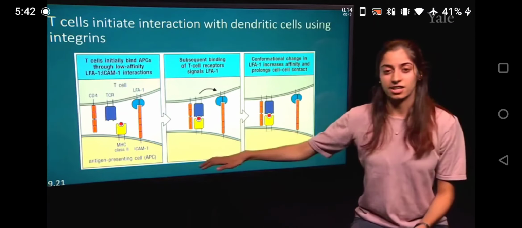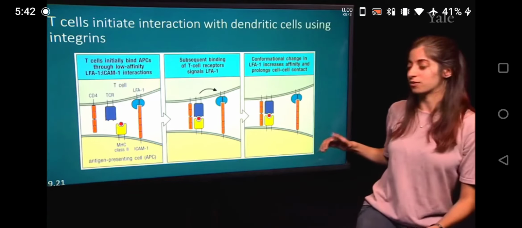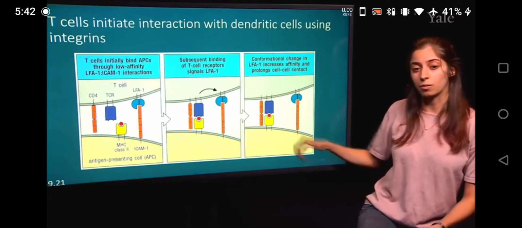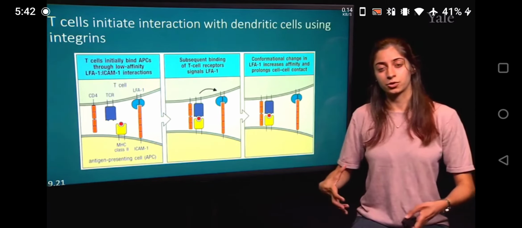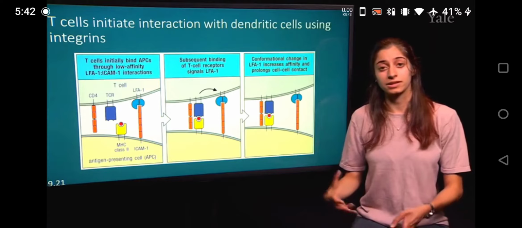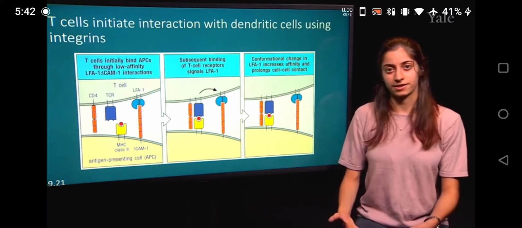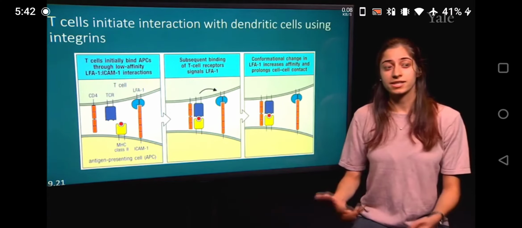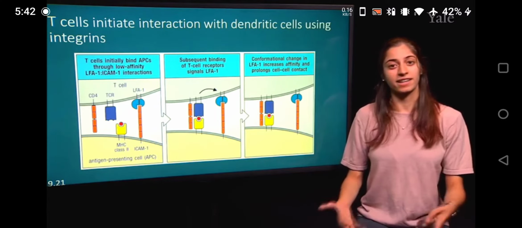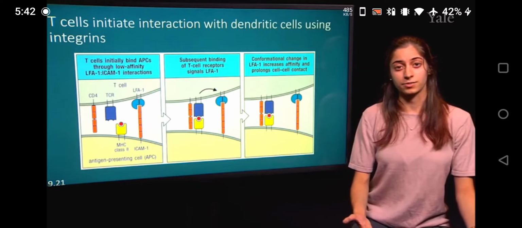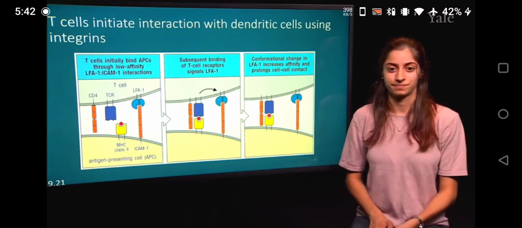This secondary interaction will tighten up the first interaction between LFA1 and ICAM1. This together will create a prolonged interaction between the T cell and the dendritic cell. This will give the T cell time to decide whether it recognizes the antigen that the dendritic cell is presenting or not.